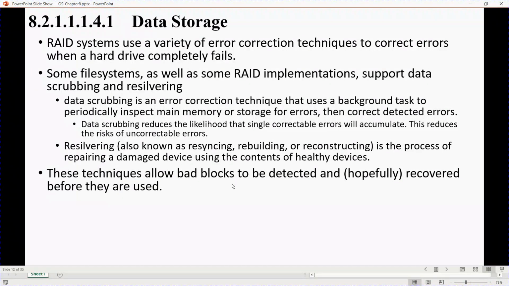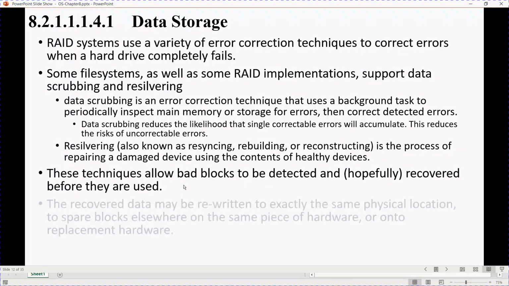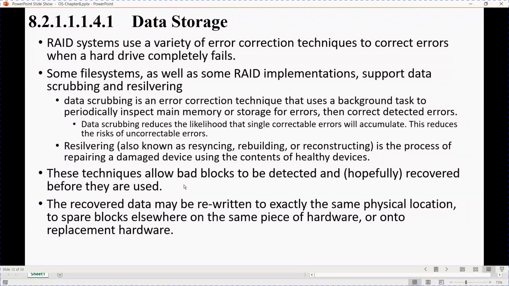These techniques detect bad blocks, and hopefully they can be recovered before they have to be used. The recovered data then can be rewritten, either overwriting exactly the same physical locations if they are pure software problems, or elsewhere on the same hardware or on replacement hardware, whatever is appropriate.